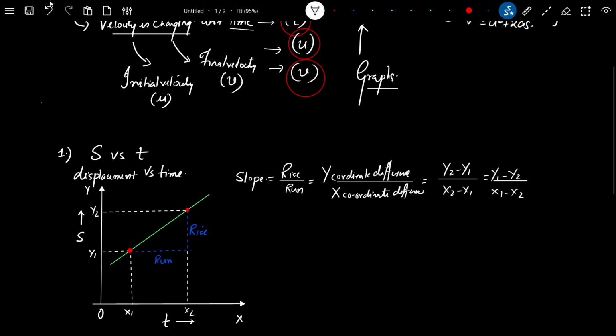We sometimes get confused, what does the slope of an ST graph tell me? So all we will do here is use a little bit of our common sense. S is measured in meters and time is measured in seconds. Displacement, the SI unit is meters, time is in seconds.